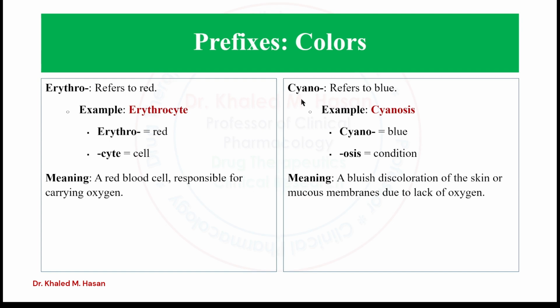Then we have cyano. Cyano refers to blue, and the example here is cyanosis. Cyano means blue here, osis means condition, and cyanosis means a bluish discoloration of skin or mucous membrane due to lack of oxygen. Sometimes when you have toxicity with cyanide, or some congenital heart disease such as tetralogy of Fallot, you can see cyanosis. We have some examples for that.